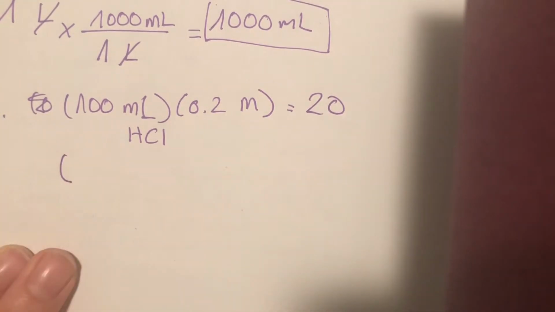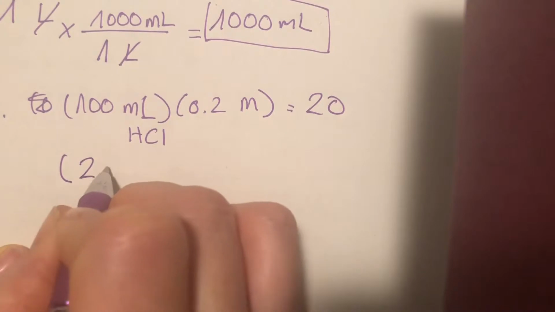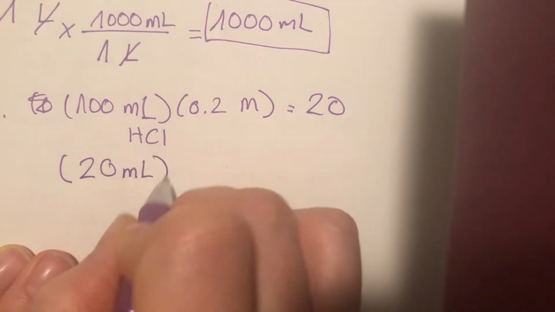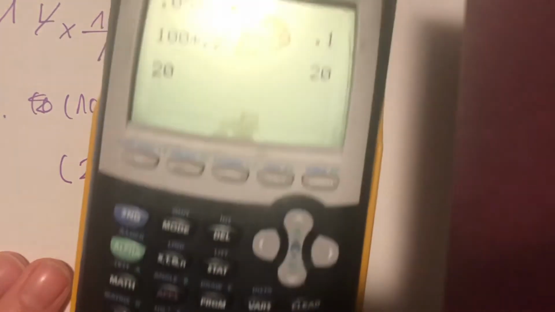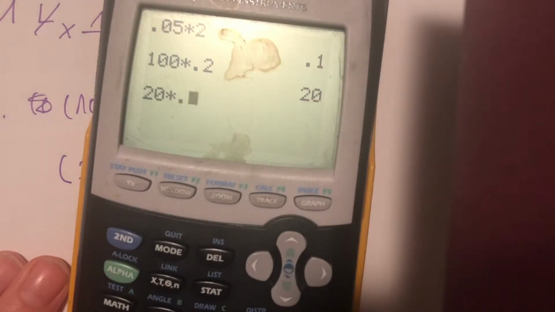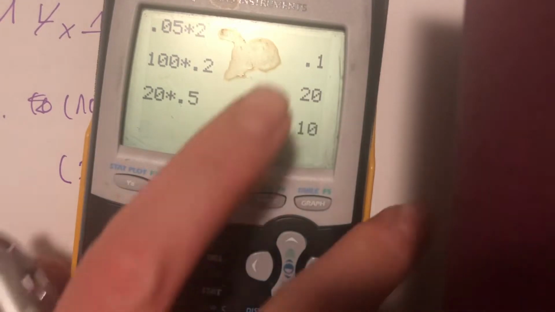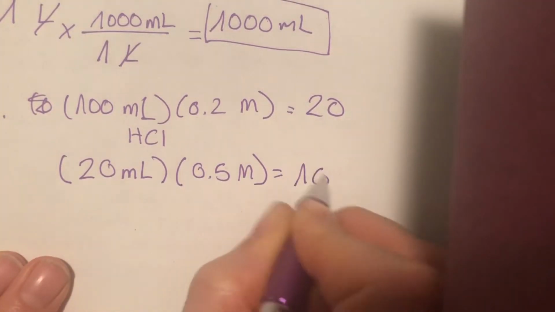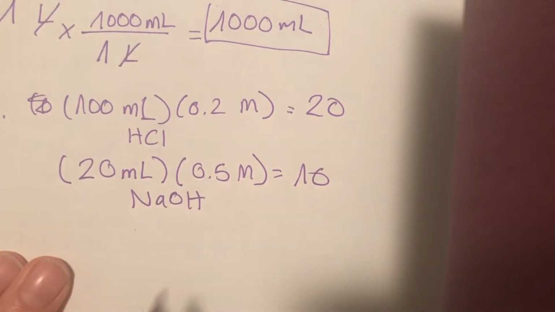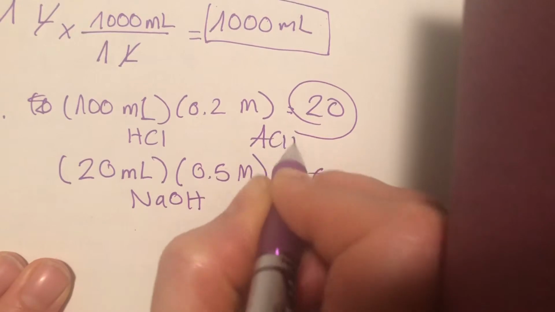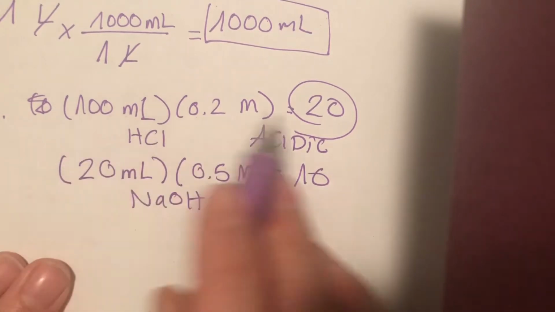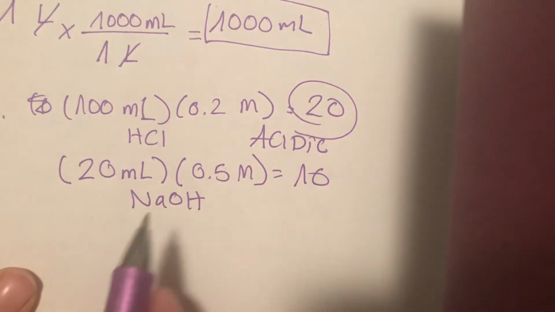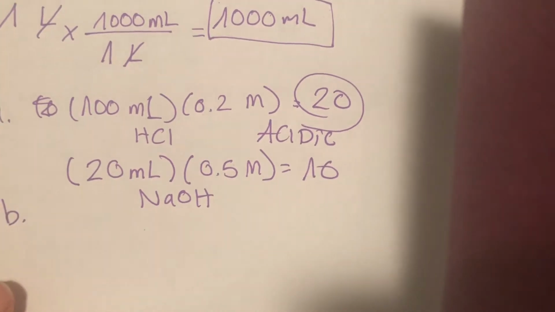And then on the next, still letter A, I've got 20 milliliters times 0.5 molar. 20 times 0.5, and you've got 10. Which one is larger? This one is larger, so this one is acidic. We have a larger number, so we have more moles, more acid, so this would be an acidic solution.